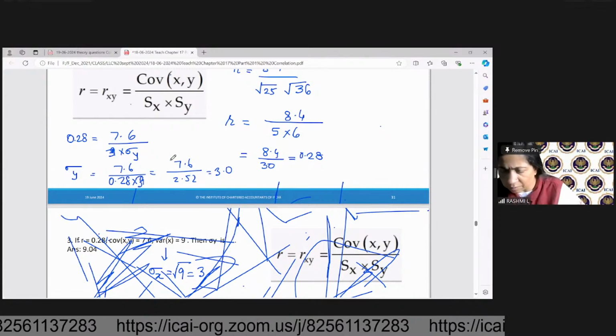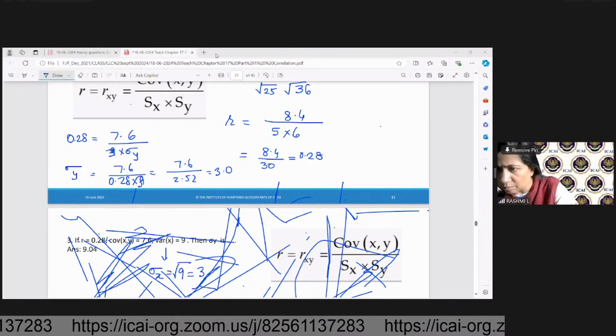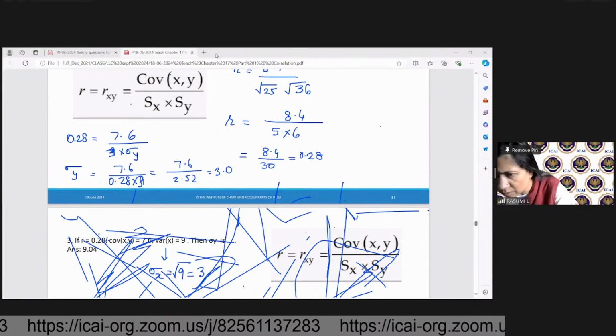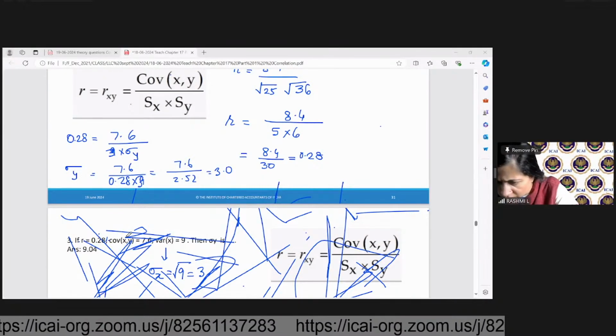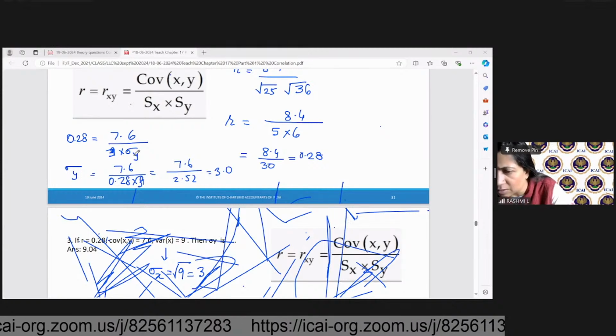So it is, okay, I have to redo the sum. Yes, 3.01. No, no. This was, variance of x was 9. So we have sigma x is 3.